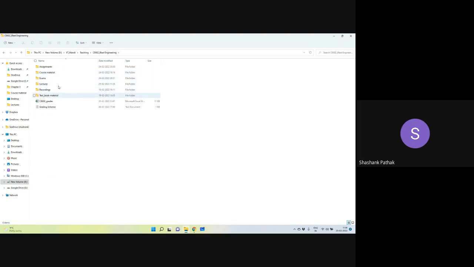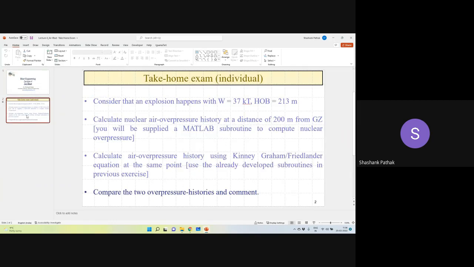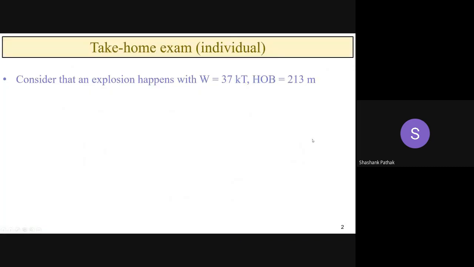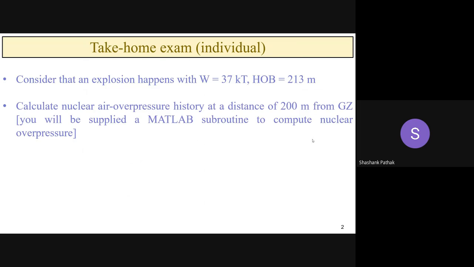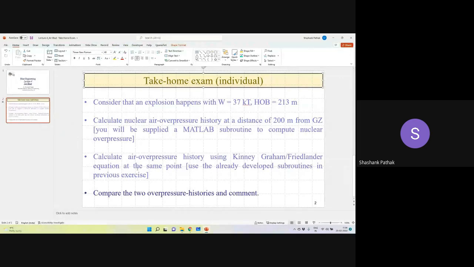I have not disclosed it yet, but that will be your take-home exam. Once you compute your chemical overpressure history for a particular given yield and height of burst, you have to calculate the nuclear overpressure history at a distance of 200 meters from ground zero, for which you will be supplied a MATLAB subroutine to compute nuclear overpressure. You have to calculate the air overpressure history using Kinney-Graham equations at the same point, which you have already developed in the previous exercise, and then compare the two overpressure time histories and comment on that. This exercise I have not given yet, and I will give it only when you are able to complete this exercise.